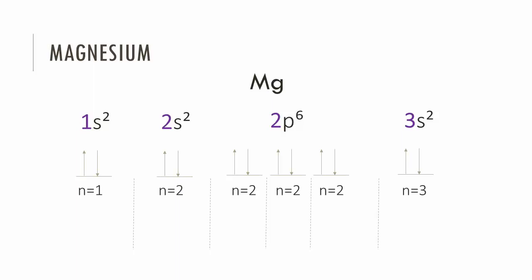Here's a trick to find L. The s orbitals have a secondary quantum number of 0, p orbitals have a secondary quantum number of 1, for d orbitals L is equal to 2, and for f orbitals L is equal to 3.